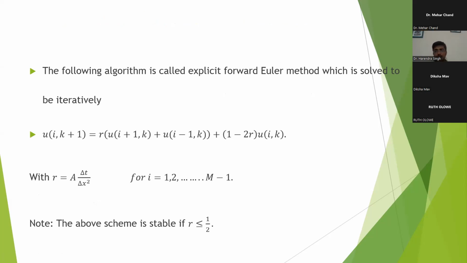So the MATLAB code we will construct will be for this scheme. This is the main scheme. We will construct the MATLAB code for this one. So u(i,k+1) equals r u(i+1,k) plus r u(i-1,k) plus (1 minus 2r) u(i,k), where r is equal to a delta t by delta x square, for i equal to 1 to m minus 1. So if you remember the value of r, it will be r equals a delta t upon delta x square.